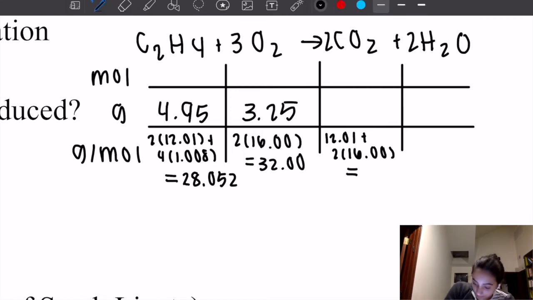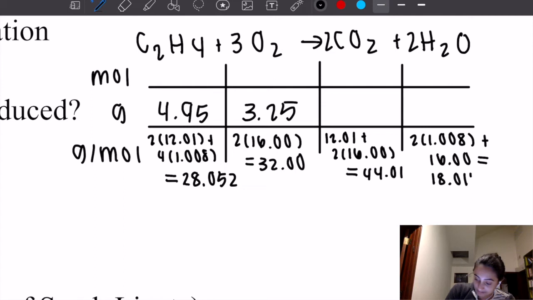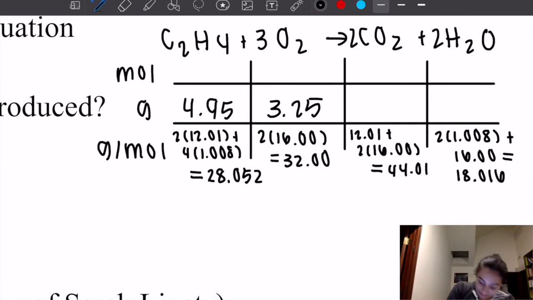And that is going to get 44.01. H2O, we have 2 times 1.008 plus 16 equals 18.016. Okay, so now to the next part.